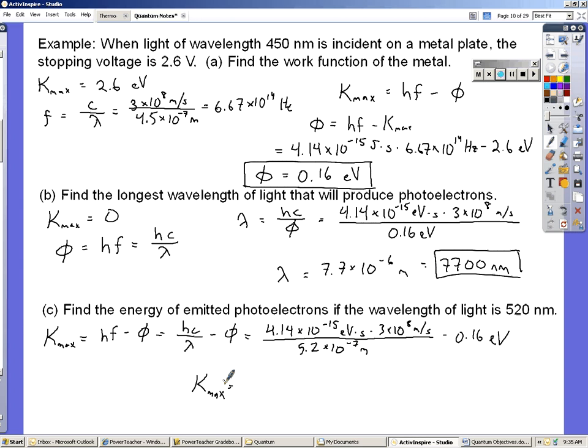And we get the electron energy to be 2.2 electron volts. And that makes sense, because the longer wavelength light is going to be at a lower frequency, and so it won't give as much energy to the electron, and therefore this 2.2 is less than the 2.6 that we had with the shorter wavelength light.